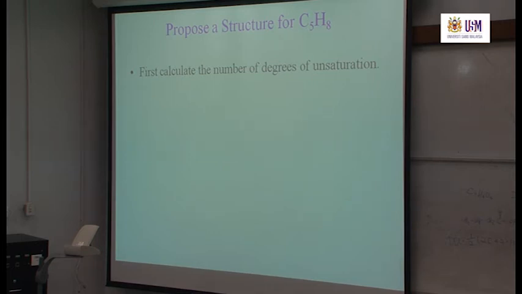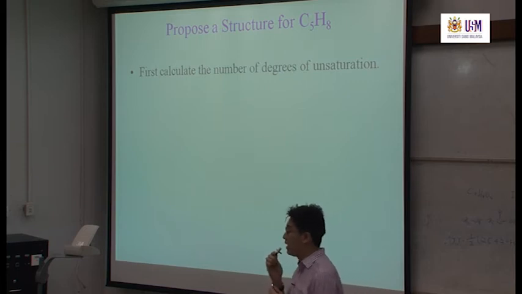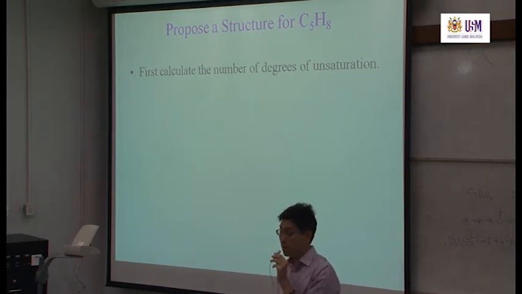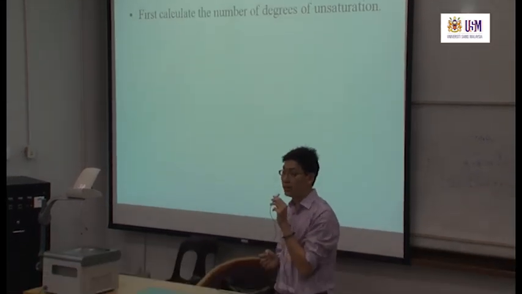Propose all possible structures. If the degree of unsaturation equals 2, what are the possibilities? What does it mean? 2 double bonds, and any other possibility? Can it be 2 rings?